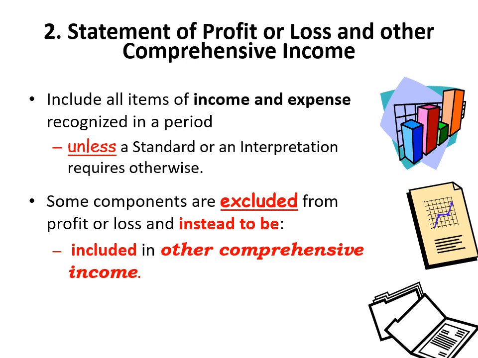And then besides the income and expense that is presented in the statement of profit, the statement also includes some components that might be excluded from profit or loss, but included in the other comprehensive income. So as I mentioned before, this statement consists of two parts. The first one is profit or loss, and the second one is other comprehensive income. How we differentiate these two parts, we can see in the next slide.